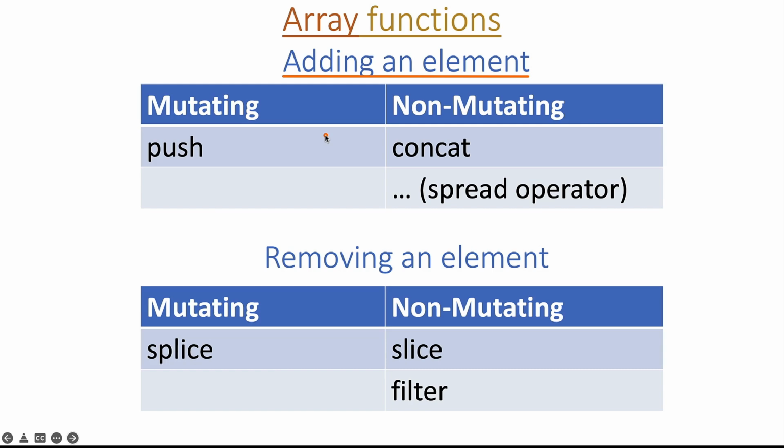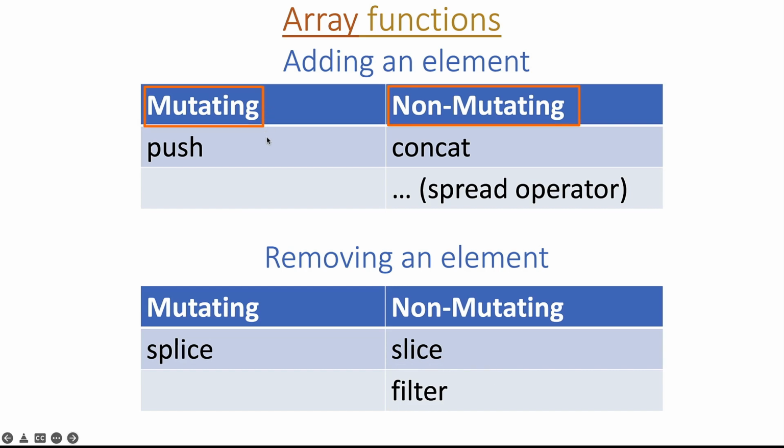First, let us discuss how to add elements to an array. So three common functions that help us to add an element to an array are push, concat, and we can also use the spread operator. And three functions that help us to remove an element from the array are splice, slice, and filter.